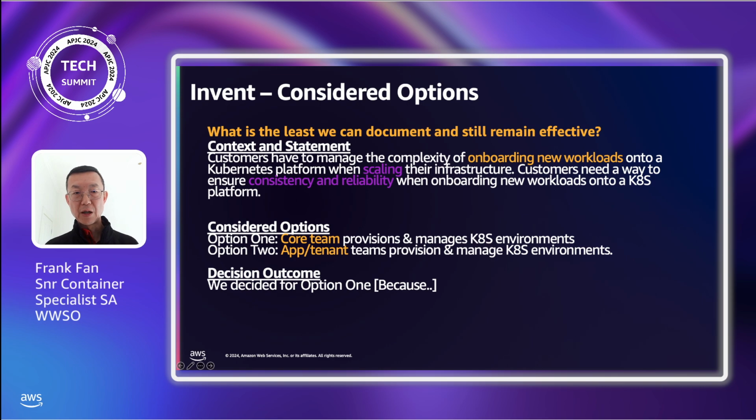So next stage is about invent. So this stage we consider options and make recommendation. Here are 2 options, and the customer decided to choose option 1. Can you think about why?